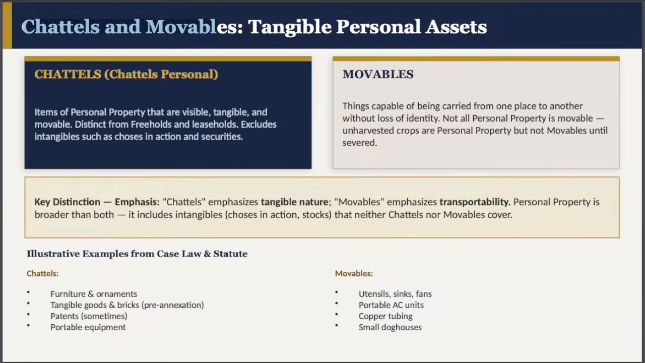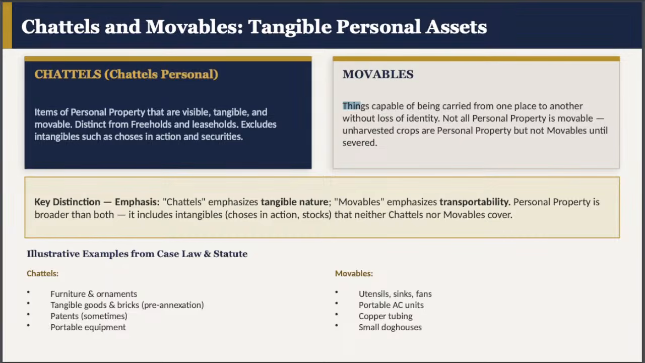Now we're on to chattels and movables, tangible personal assets. We have chattels, which are personal property, and chattels personal. That's the items of personal property that are visible, tangible, and movable. So as we said, chattels is a subset of personal property. We could just say it's chattels personal. Items of personal property that are visible, tangible, and movable. So chattel, distinct from freeholds and leaseholds. Excludes intangibles such as choses in action and securities. So those are not chattels personal.